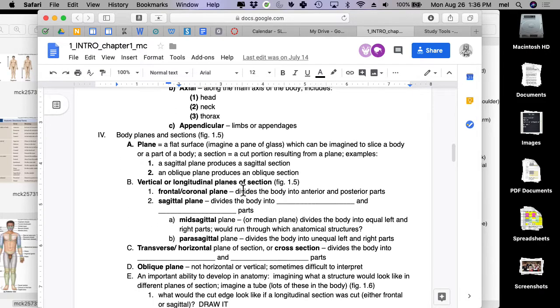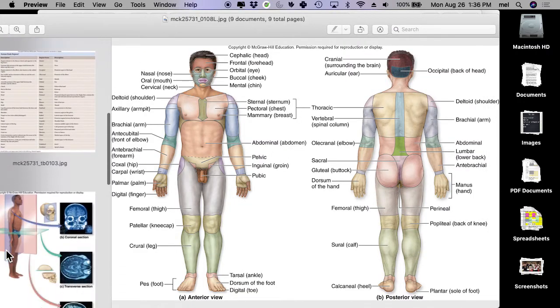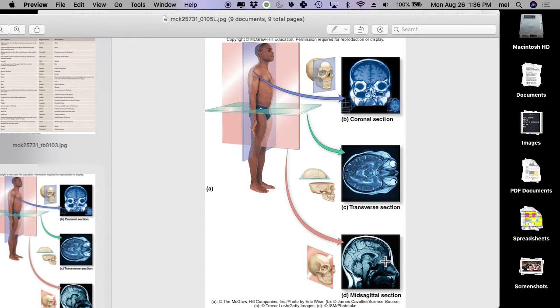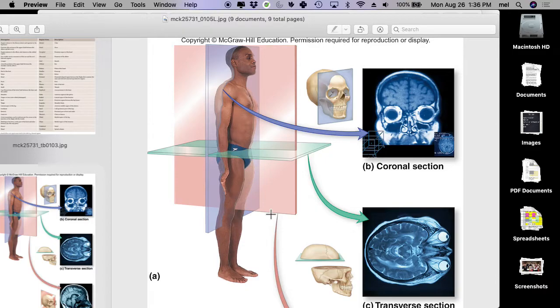Okay, so now let's do body planes and sections. With body planes and sections, because you can't see everything from the outside, you often have to make cuts. And there are names for those kinds of cuts. Sometimes you don't have to make them physically. Sometimes you can make them with imaging software. But regardless, to look inside, either you make a slice or you pretend that you made a slice. So these planes are going to produce sections.